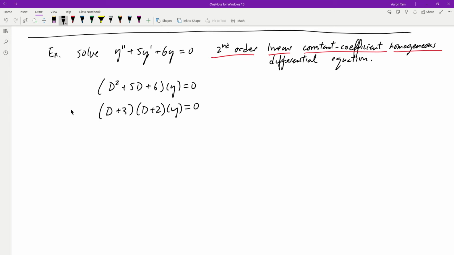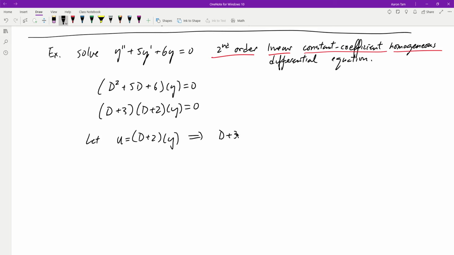However, the beauty of the fact that we factored our differential operator is the following: I can now separate this second order differential equation into literally two first order differential equations. This is how. We're going to let a function u be equal to (D plus 2) of y.